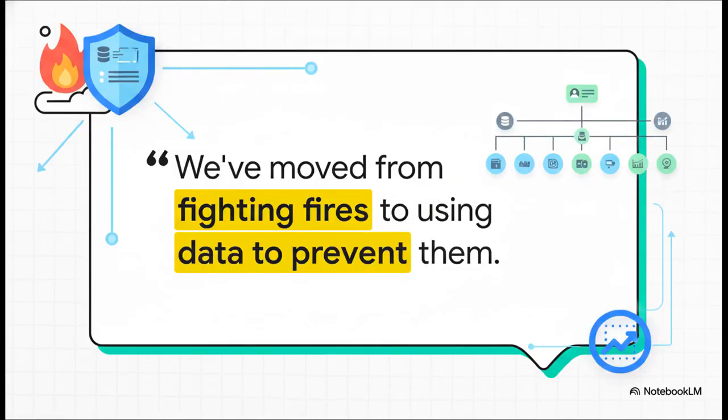This is the strategic shift, and it's perfectly summarized here by this operations director. We've moved from just fighting fires to using data to prevent them. The system empowers the entire organization to become predictive and strategic instead of just staying purely reactive all the time.